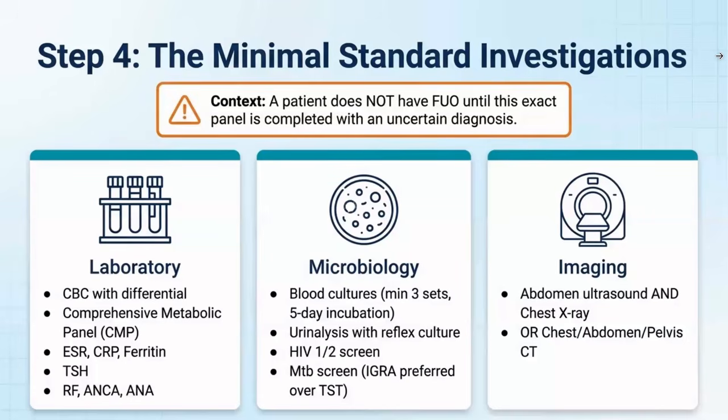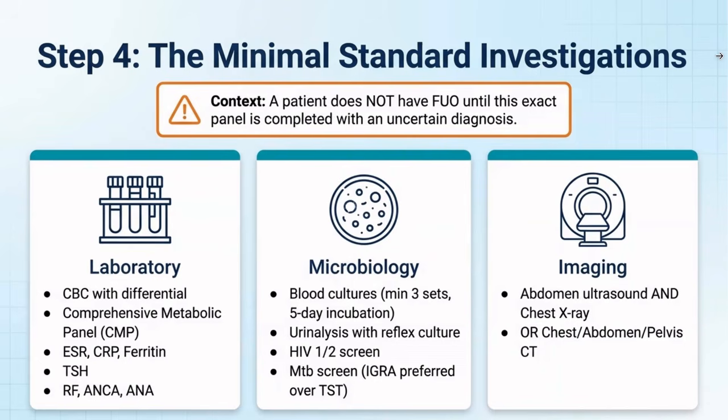Now, once you have ruled that out and taken your history and examination, identifying potential diagnostic clues, this is the set of minimal standard investigations that you need to do. And once you do these tests is when you determine if your patient has fever of unknown origin, if all these tests are normal. So the laboratory parameters include CBC with differential, metabolic panel, ESR, C-reactive protein, ferritin, TSH, rheumatoid factor, ANCA and ANA. Microbiology includes blood and urine culture.